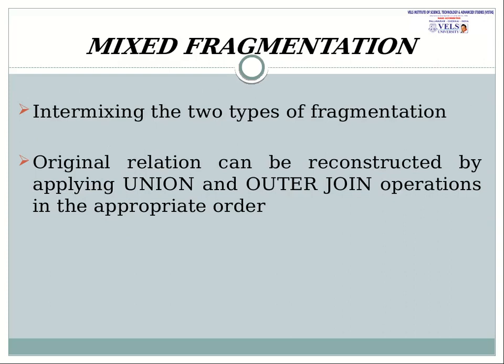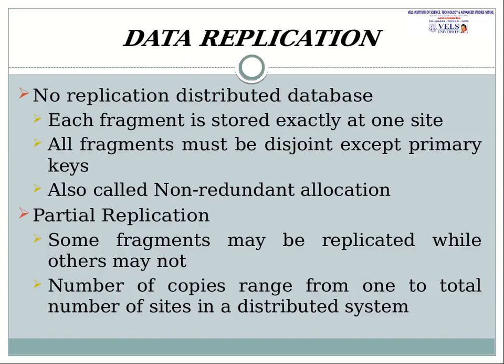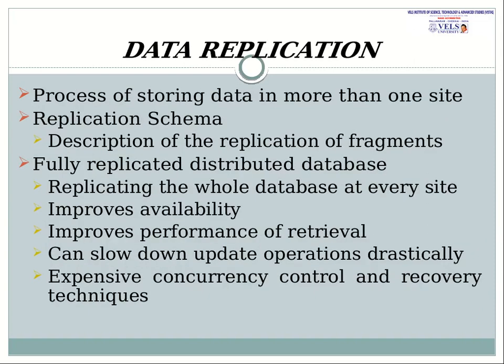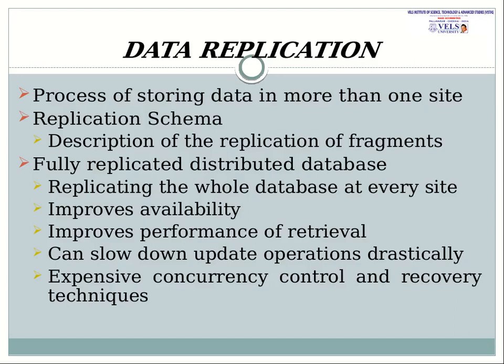The original relations can be reconstructed by applying union and outer join operations in the appropriate order. Data replication means the process of storing data in more than one site. There are three types of replication: fully replicated distributed databases, no replication distributed databases, and partial replication.